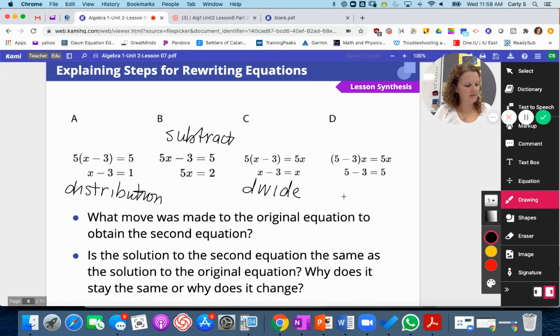The move is made by dividing both sides by x. The second equation doesn't have a solution, even though the original does. So this one I have a solution for. This one doesn't have a solution. There are no variables anymore. That move is problematic because it would eliminate the variable. Okay, we can't do this one.